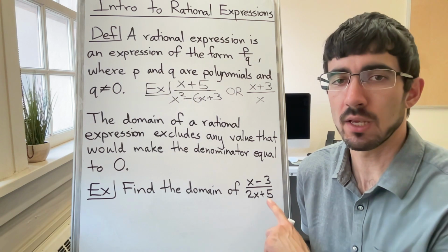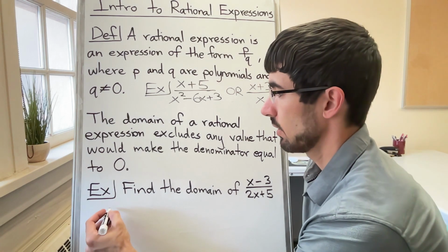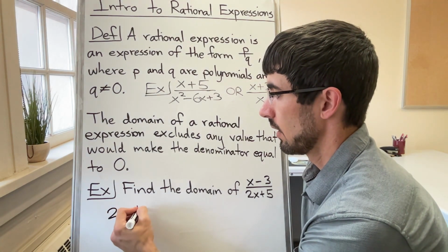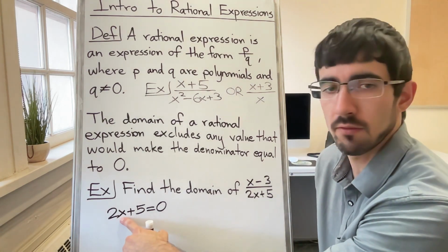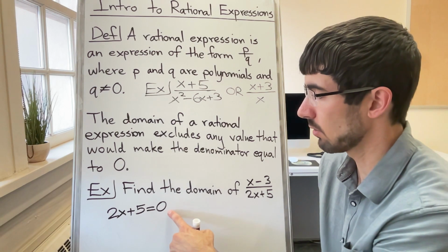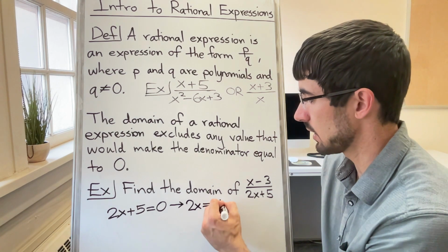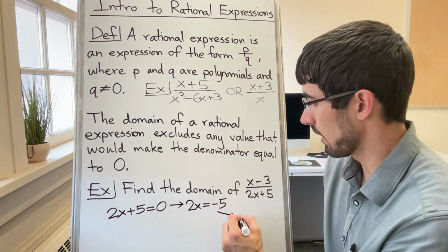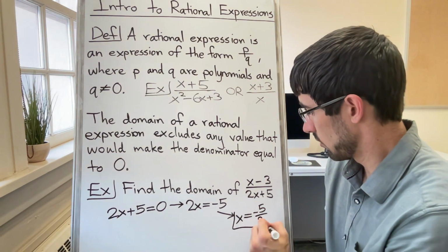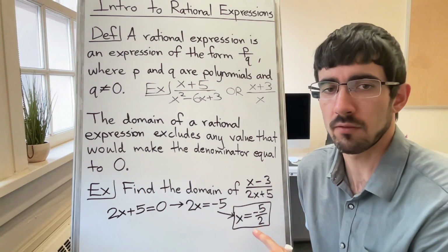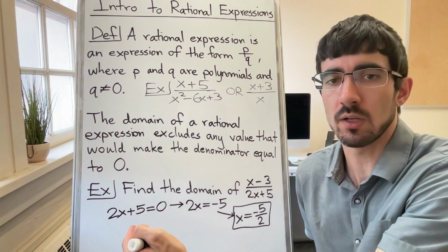So if I'm supposed to find the domain of x minus 3 over 2x plus 5, I'll focus in on this denominator, 2x plus 5. Let's set that equal to 0 and notice what value of x would give us 2x plus 5 equals 0. We find that by solving this equation. So I subtract 5 and I get 2x equals negative 5. And I divide by 2 and I get x equals negative 5 halves. So what we've just seen here is that if x equals negative 5 halves, then this entire denominator equals 0. That's what we don't want to happen.